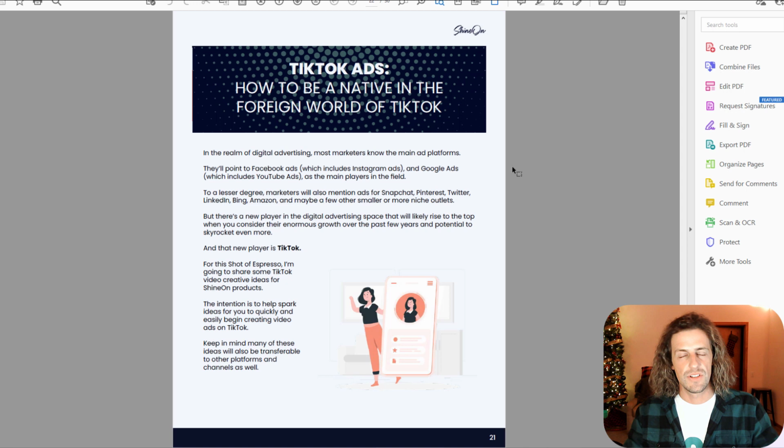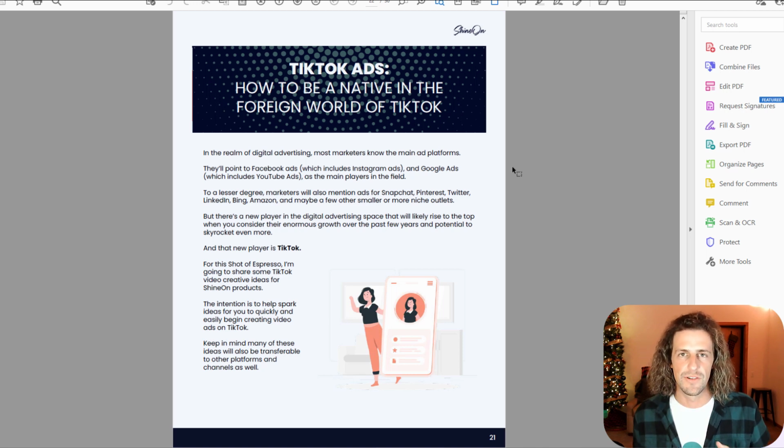So now let's dive just a little bit deeper into TikTok and some of the creative ways that you can create ads in this platform, how to be a native in the foreign world of TikTok. And I said that just because yes, it's another social platform, and yes, it's another advertising platform, but the type of culture within it is very much unique to itself in a lot of ways.